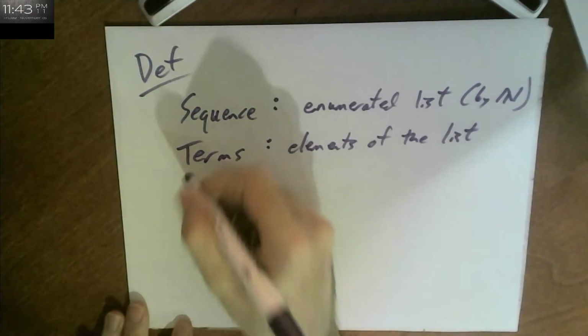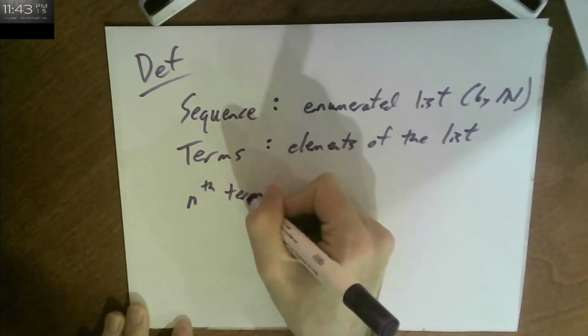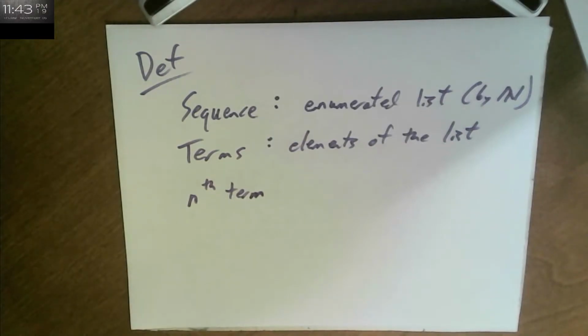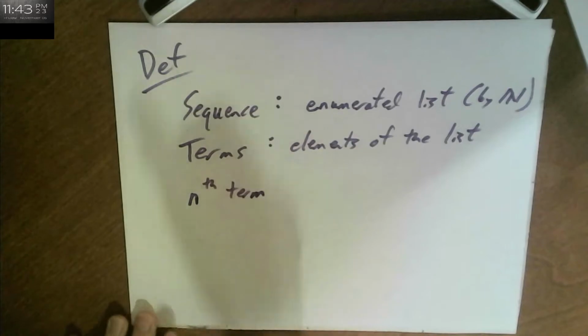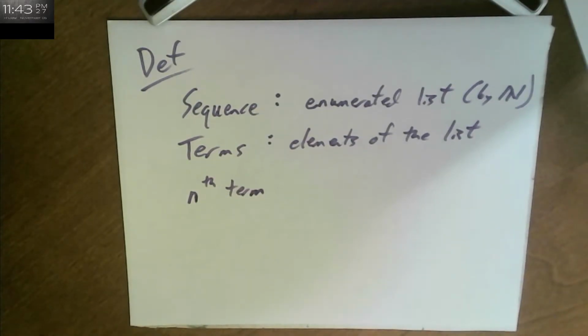We can talk about the nth term, for which I'm not going to write an explicit definition. This is the term that comes in position n. Whatever n may be, it can be the first term, the second term, the third term, the 19th term, the 22nd term, the kth term, or the nth term for that matter.